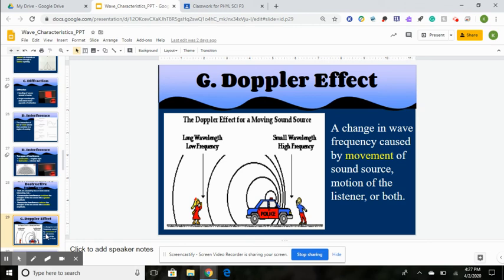One last thing: there's something called the Doppler effect, and you experience this on a day-to-day basis. Let's say you're walking down the street and you see a police car. You'll notice that the police car sounds pretty loud when it's next to you. It has a high frequency, but as it travels away from you, the frequency seems to become smaller. So the Doppler effect is a change in frequency caused by the motion of the sound source relative to the listener.